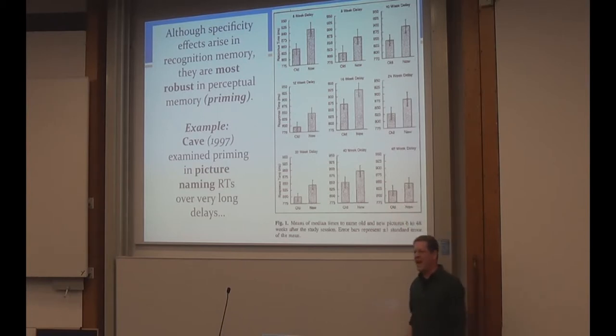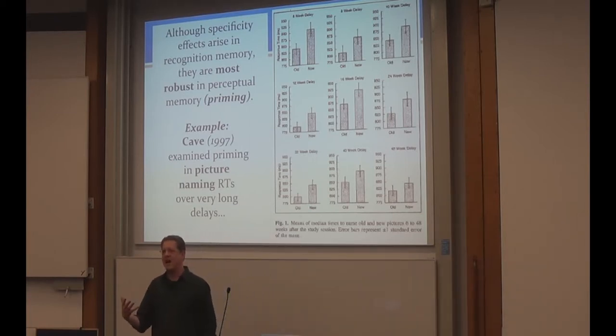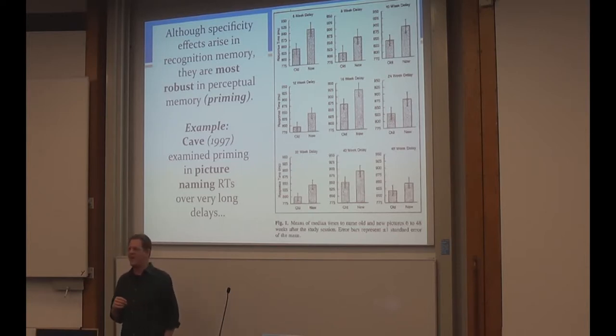When people don't have real great recognition memory, they can't discriminate old from new very well. But their naming times for these pictures still shows this robust effect. One exposure to a specific stimulus has this long-lasting effect. Why she didn't just wait 4 weeks and make it a year, I'll never know.